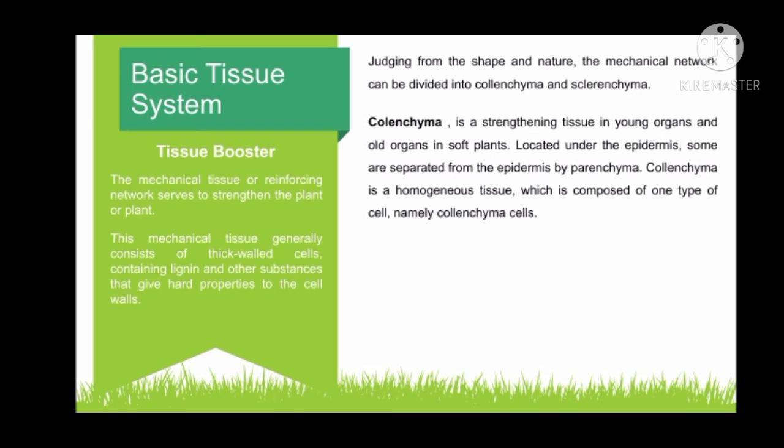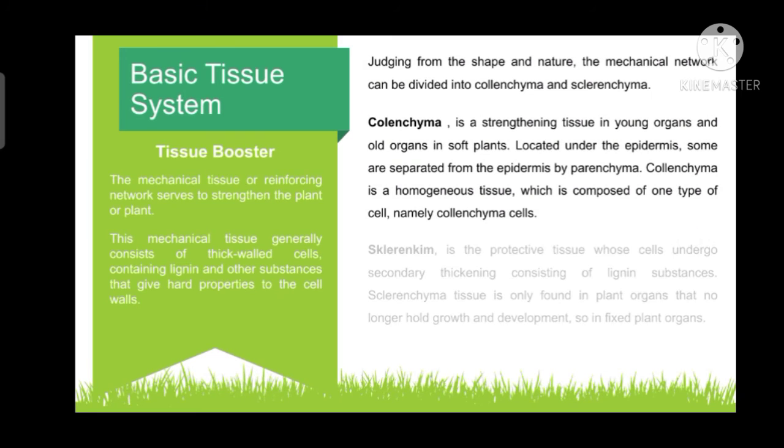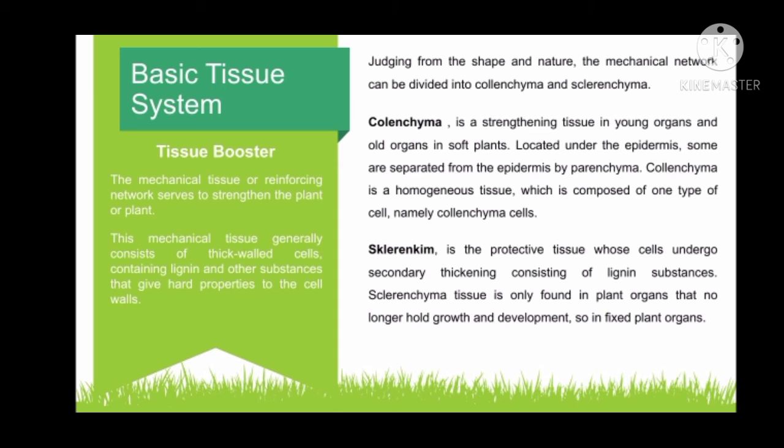Collenchyma is a strengthening tissue in young organs and old organs in soft plants. Located under the epidermis, some are separated from the epidermis by parenchyma. Collenchyma is a homogeneous tissue, which is composed of one kind of cell, namely collenchyma cells. Sclerenchyma is a protective tissue whose cells undergo secondary thickening consisting of lignin substance. Sclerenchyma tissue is only found in plant organs that no longer undergo growth and development, so in fixed plant organs.